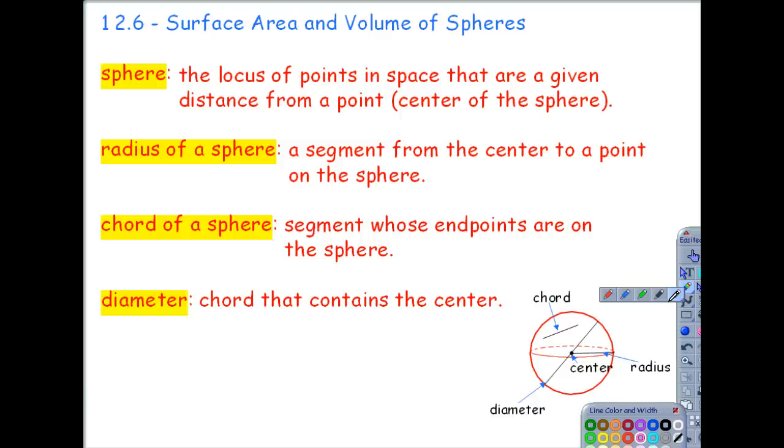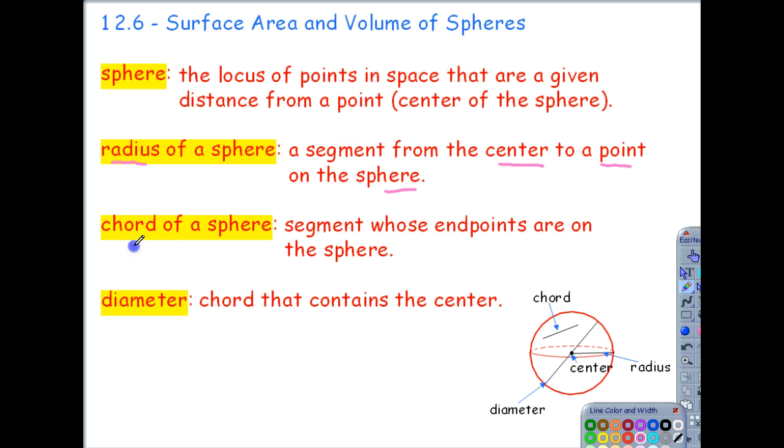Now, because it has some similar features of a circle, notice the next definition. We have a radius of a sphere. It's basically the segment from the center to a point on the sphere, just like a radius of a circle goes from the center to a point on the circle. Here we have a visual of a sphere. I know it kind of looks like a circle. That's how we start drawing it, but then you add a little ring to show it has a three-dimensional shape. So from the center to a point on the sphere is considered a radius.